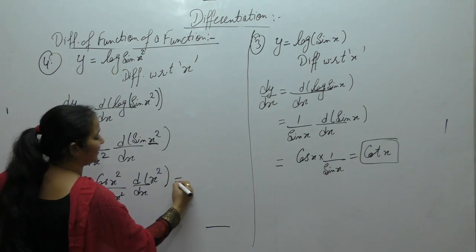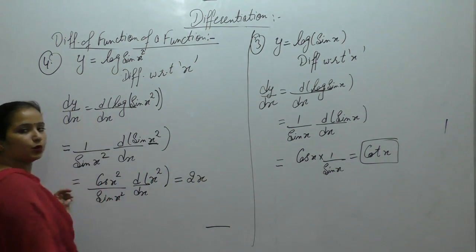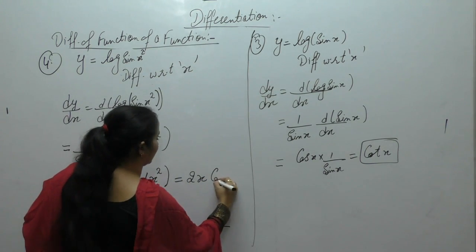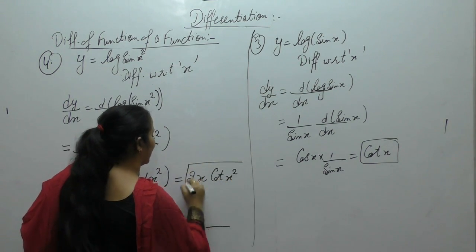x square. Derivative of x square is 2x cos upon sin, cot of x square.